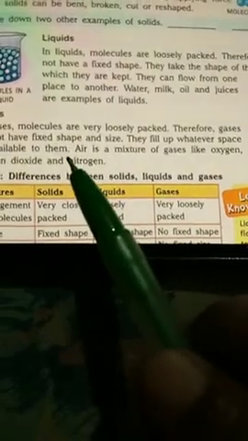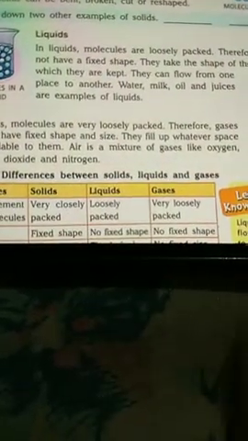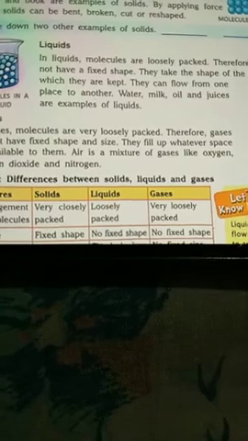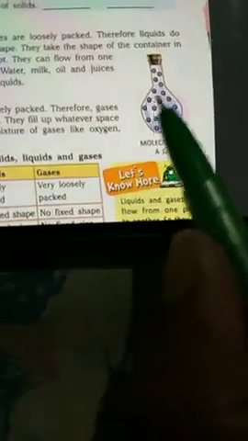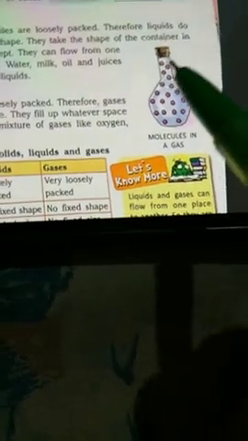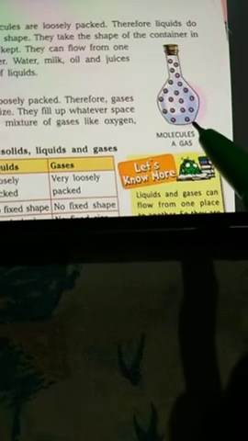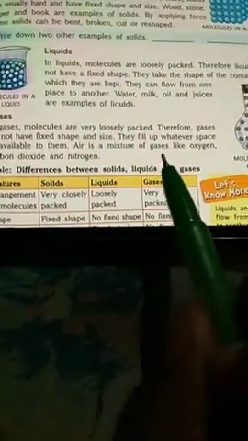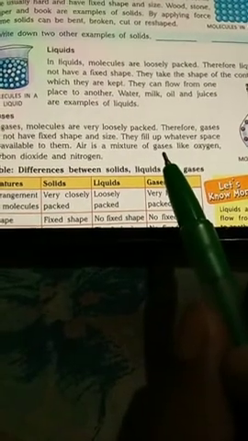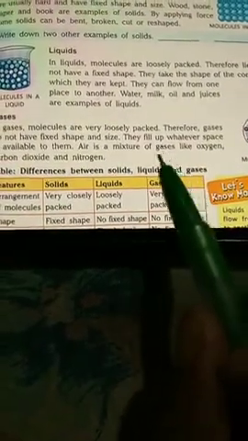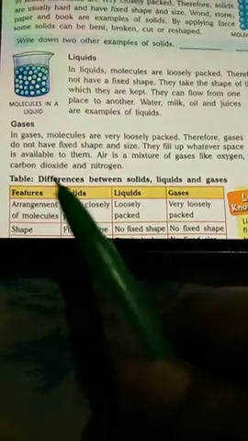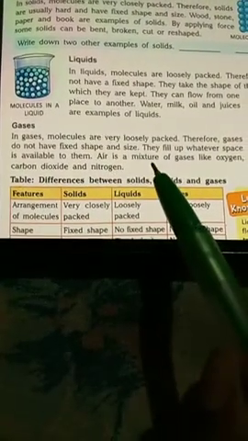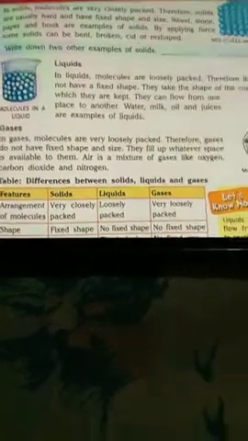Suppose you blow a balloon, the entire balloon increases in its size. This is the property because the molecules in gases are very far apart from each other and they tend to fill whatever space is available to them. Air is a mixture of gases. The air which is surrounding us is a mixture of various gases like oxygen, carbon dioxide, nitrogen, hydrogen and so on.